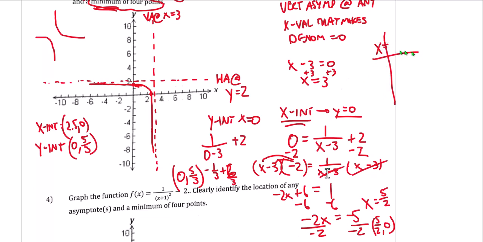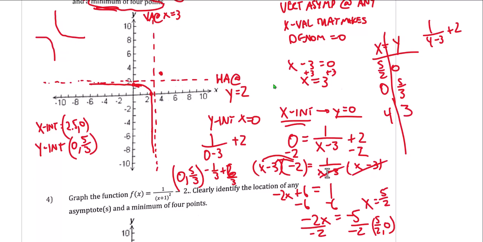Why don't we do a table of values here? Probably should have put some of this work in there. You know what? I'll do that right now. 5 halves, 0. What did we get over here? We got the 0, 5/3. Now I'm throwing in 4. So that is 1 over 4 minus 3, plus 2. Oh, that's easy. 1 over 1 is 1, plus 2. So that's 4 comma 3. And indeed, I've just confirmed that that other leg will be up there.